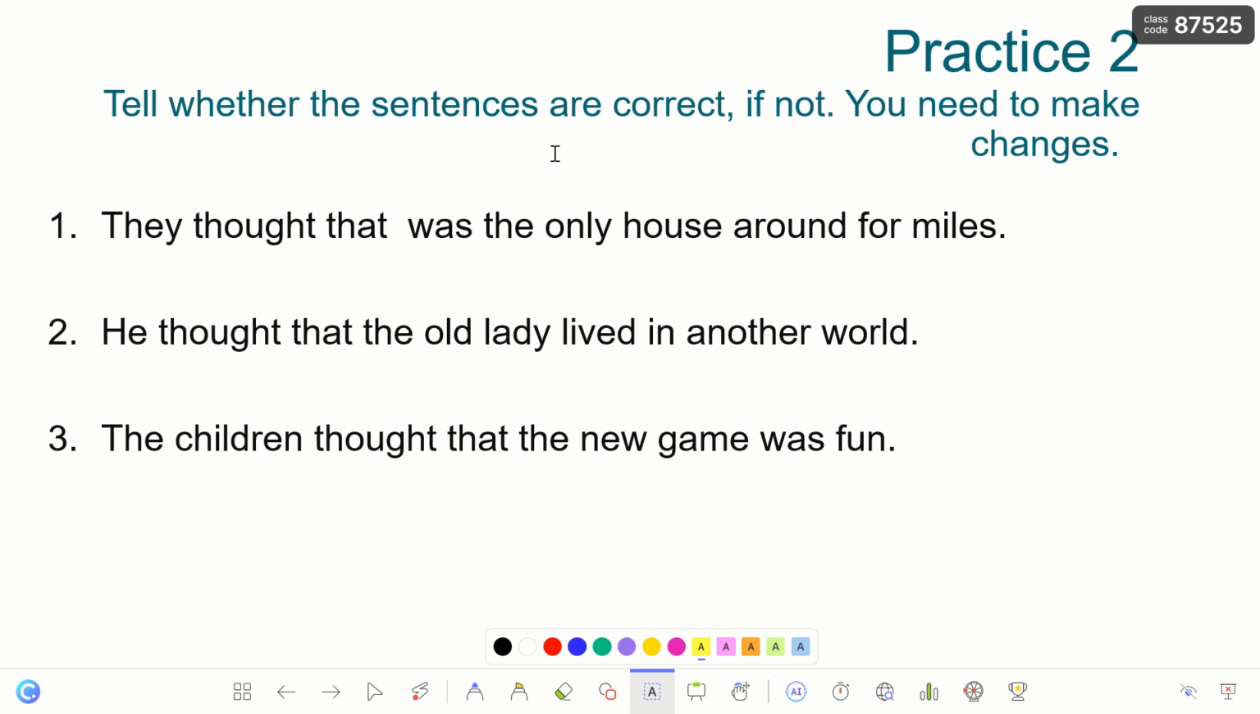Tell whether the sentences are correct. If not, you need to make changes. They thought that was the only house around 4 miles. Where's the subject? What do you think? Where's the subject? They thought that was the only house around 4 miles. Okay, he thought that the old lady lived in another world. The children thought that the new game was fun.